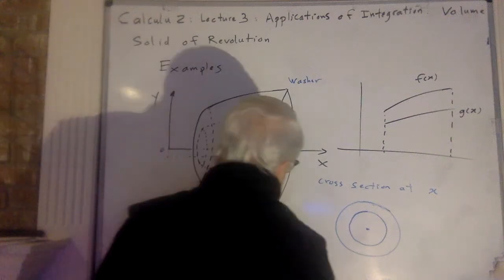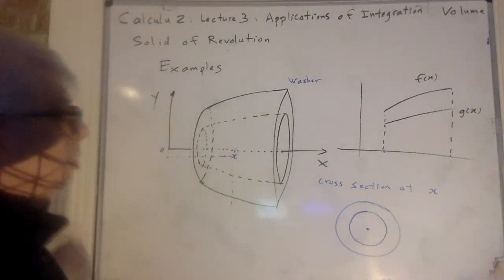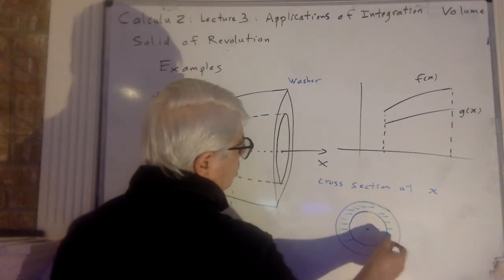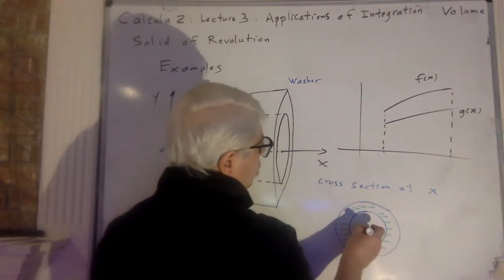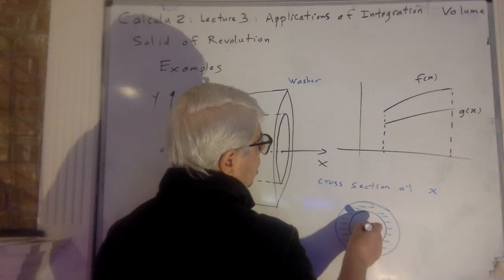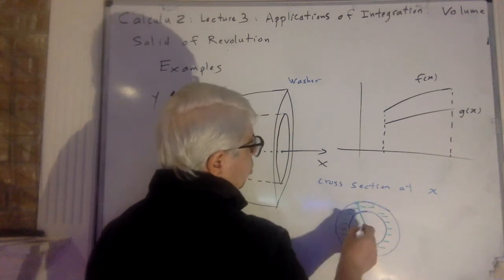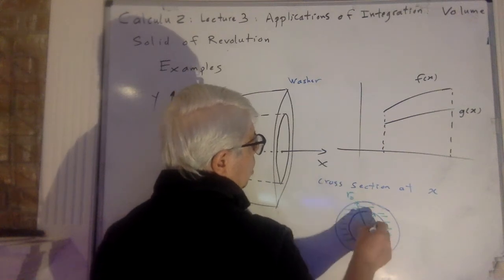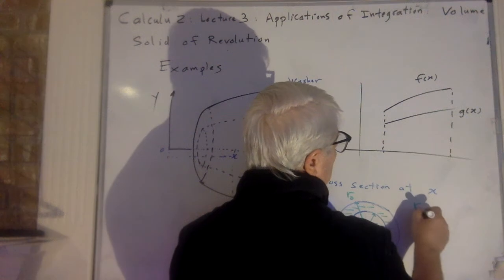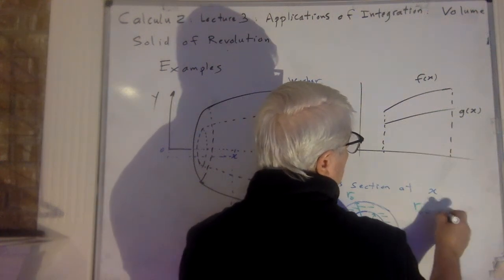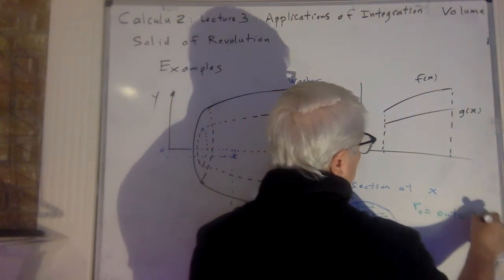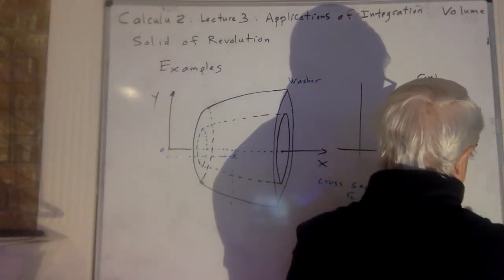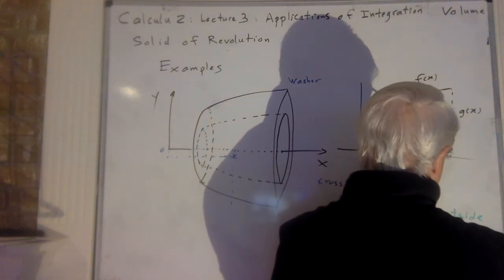I have two concentric circles, and A(x) is in fact the area of this thing. And what is the area of this? So I have one radius inside and one radius outside. We call this R_O and this one R_I. So R_O is outside. Is that clear? Yeah, outside radius. And R_I is inside.